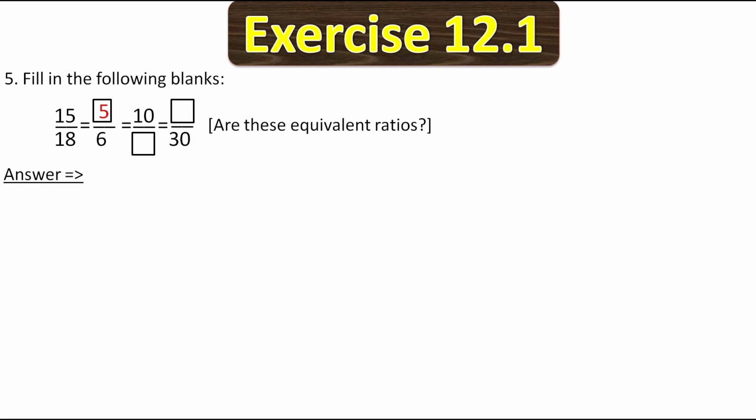See here, 5 3s are 15, and in the same way 6 3s are 18. Next we have the fraction 10 upon something. So, 5 2s are 10, right? Therefore, here the number will be 6 2s are 12. Okay. Now we have one more fraction here. But to find the answer for this, we have to compare with this fraction, not with this. Why with this? Because this is the simplest form of these two fractions. So, 6 times how much is 30? 6 5s are 30. Therefore, 5 5s are 25. Okay. Now, this is the answer.